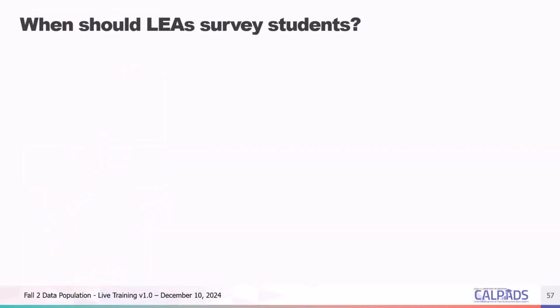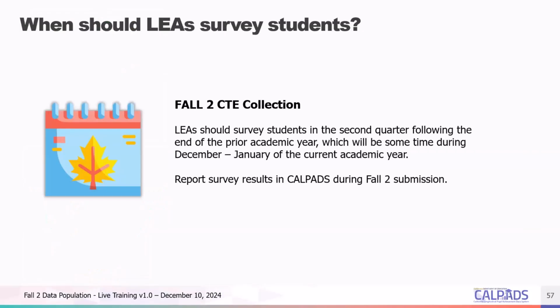So when should LEAs survey students? For fall two, you should be surveying your students right now. LEAs should survey students in the second quarter following the end of the prior academic year, which will be sometime during December or January of the current academic year. So you should be surveying your CTE completers now. And you would report survey results in CalPADS during the fall two submission, which you can do beginning on December 17th. You can begin submitting records now, but you can begin reviewing snapshots, reports, and certification errors beginning on December 17th.